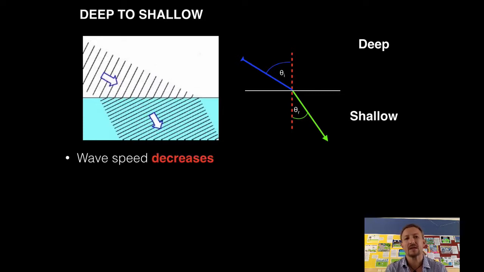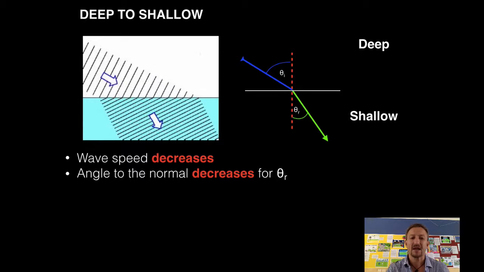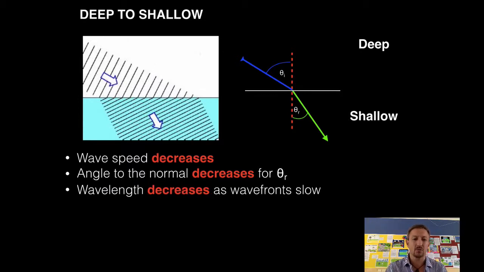So we know basically that as we go from deep to shallow, the wave speed will decrease, and the angle to the normal decreases, as in it gets closer to the normal.